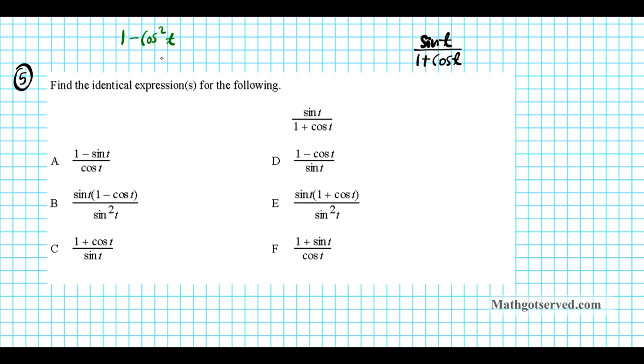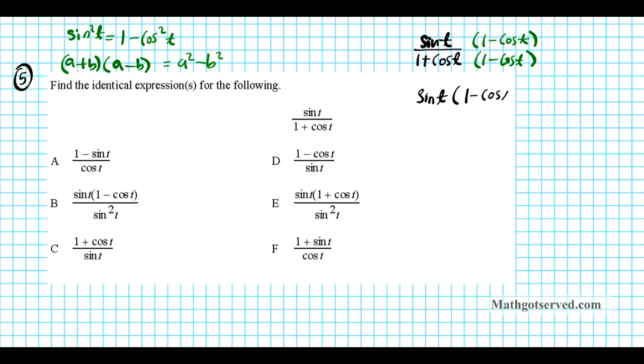Think about your difference of squares. If you have a plus b, what do you multiply it by to get a squared minus b squared? You multiply it by a minus b, right? So if you have 1 plus cosine t, to get 1 minus cosine squared t, which is an identity we can substitute with sine squared t, what I'm going to do is multiply the top and the bottom by 1 minus cosine t. All right? On the top, I'll have sine t times 1 minus cosine t.